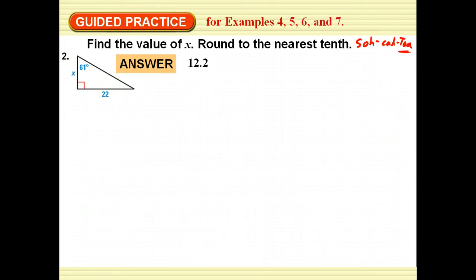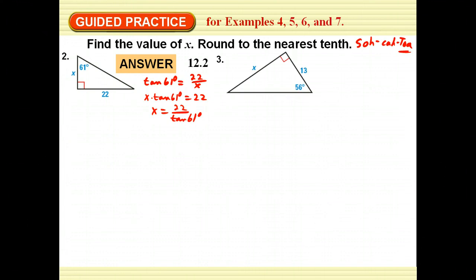I get an answer of 12.2 when I set up the equation of the tangent of 61 degrees is equal to 22 over x. Remember, I would have to multiply by x and then divide by the tangent. Punch that in the calculator and you should get approximately 12.2.